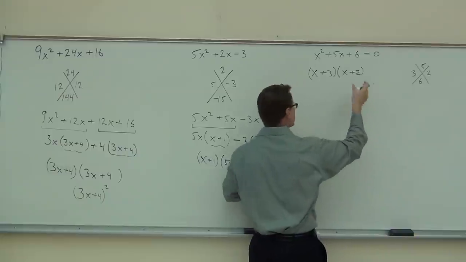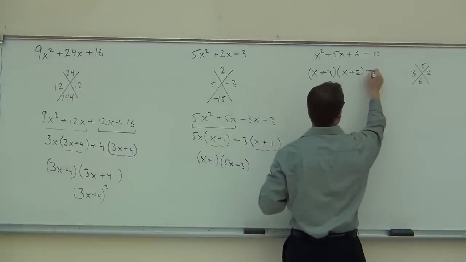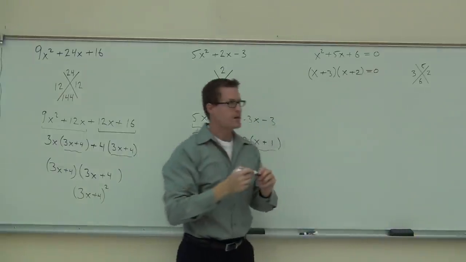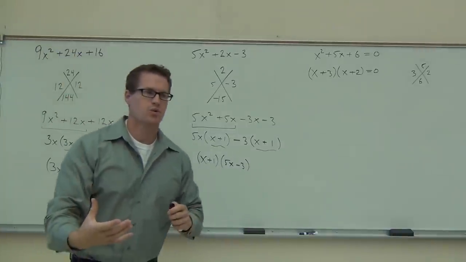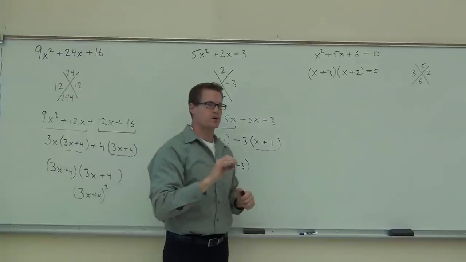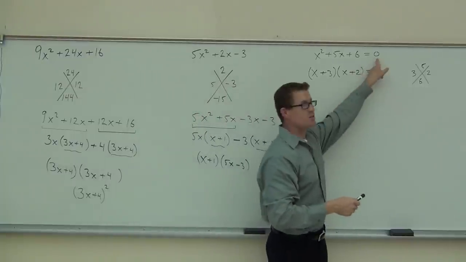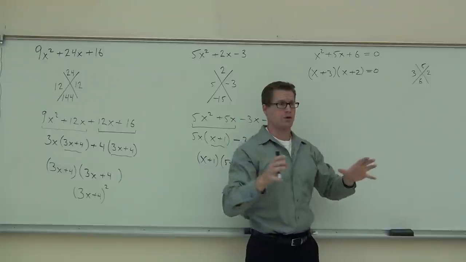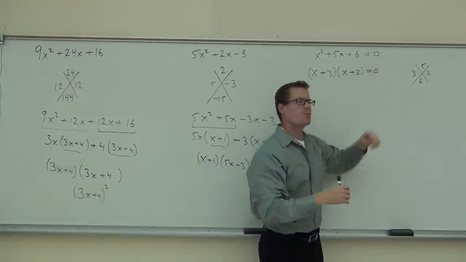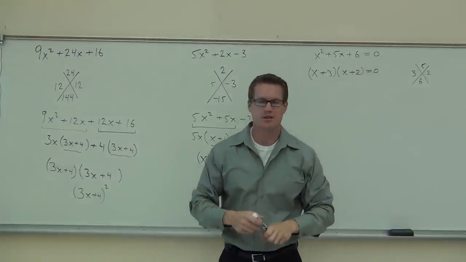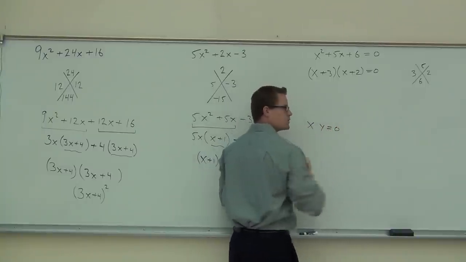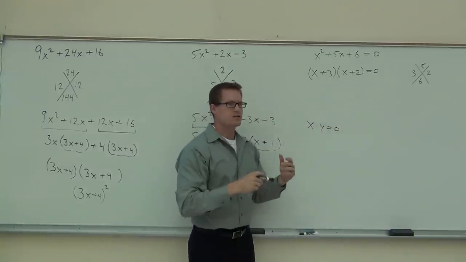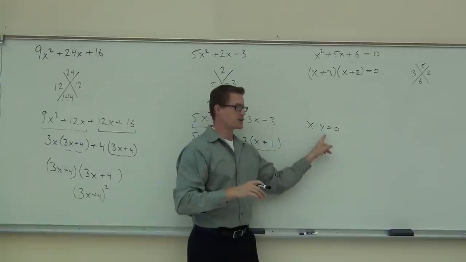But now this is different than other examples because we have this equal to 0. Now, this is a cool thing. We have to have it equal to 0 because we're going to use something called the zero product property. If this was not 0, folks, this would not work. But here's what the zero product property says. If I have two things that are multiplied together that equal 0, what do you know for a fact about one of these things?